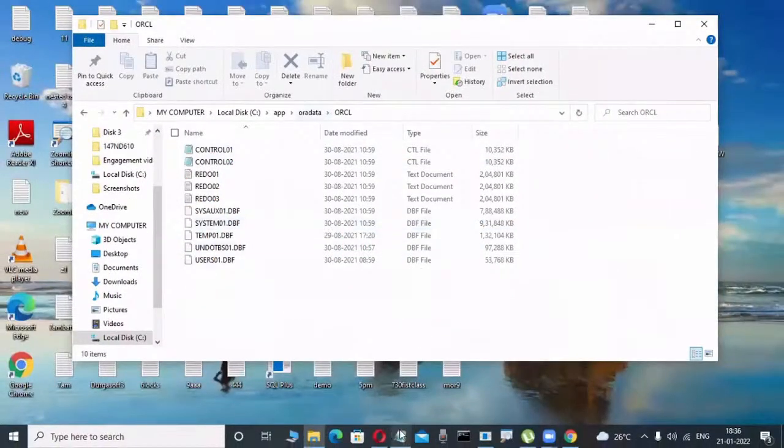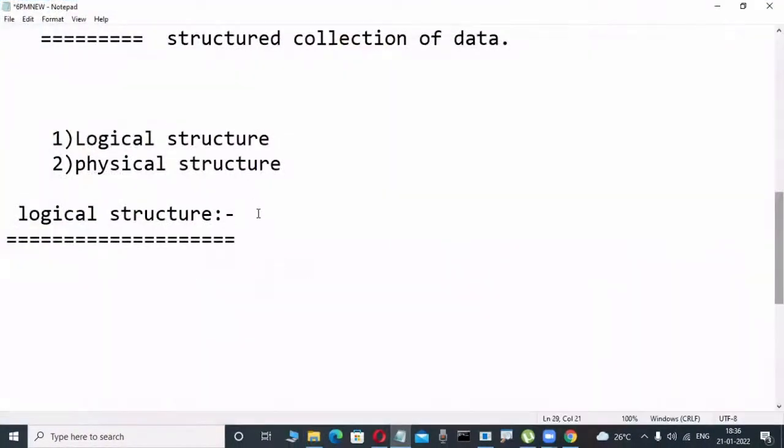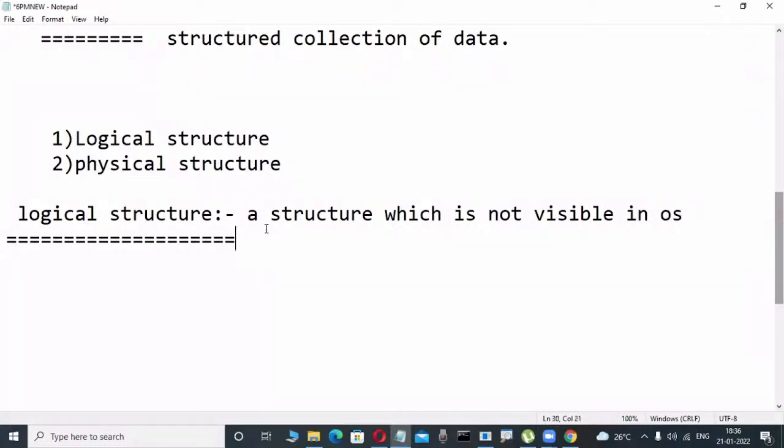That's why what a logical structure means, don't write it: a structure, a database structure, don't worry, a structure which is not visible in the operating system, in the OS, is called a logical structure of the database.